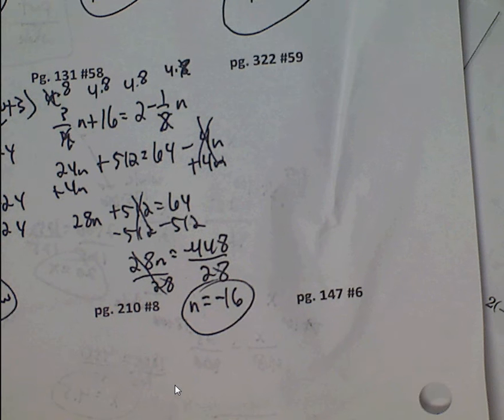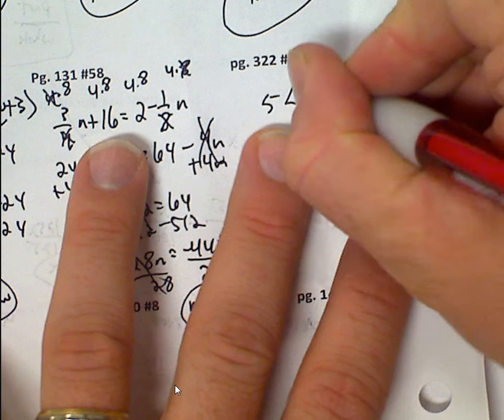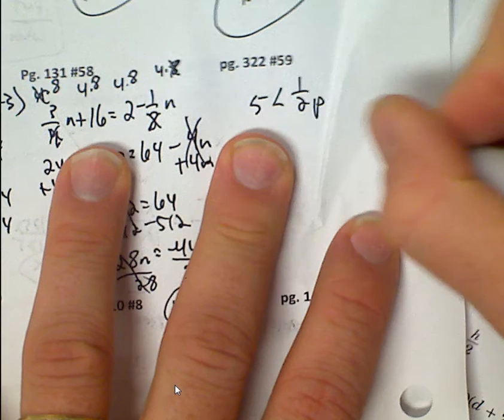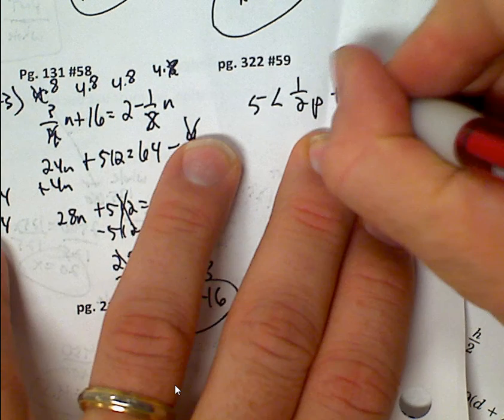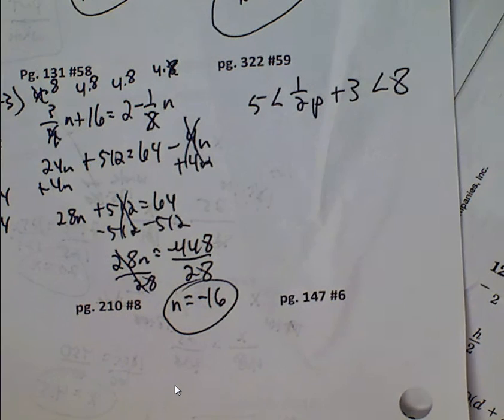Page 322, number 59. I'm given 5 less than 1/2 p plus 3 less than 8. It just says solve, so we don't have to graph. Go ahead and solve this.